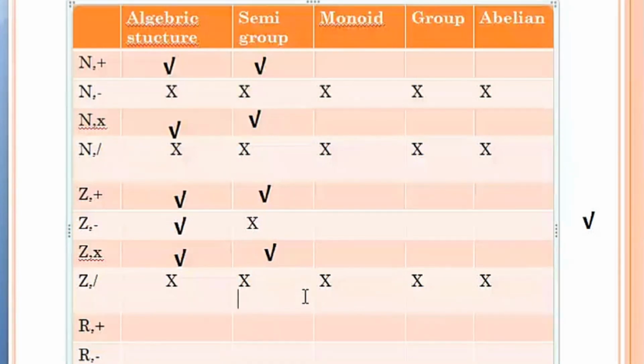Right? Now, who was not able to? That is integers with respect to subtraction. They can't be a semi-group, so definitely they can't be anything further.